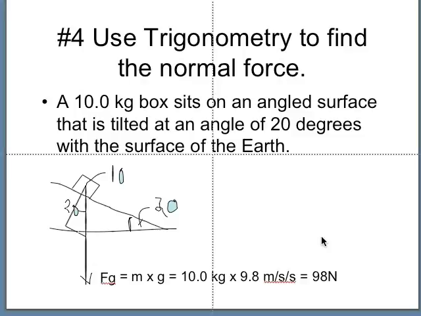In order to find the force pulling straight down, the vertical force, if we look at our angle, that is the adjacent side of that triangle. So if we want to know the part of the gravitational force that is acting vertical to the surface the box is on, which will be equal to the normal force. Okay. So the normal force is equal to 98, the hypotenuse of our triangle, times the cosine of 20 degrees.